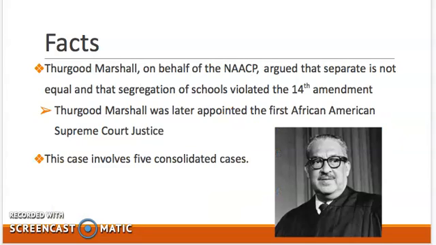So Thurgood Marshall argued that separate is not equal on behalf of the NAACP, and he also argued that the segregation of schools was a violation of the 14th Amendment. Thurgood Marshall was later appointed the first African American Supreme Court Justice, and this particular case technically involves 5 consolidated cases that we'll discuss in the next few slides.